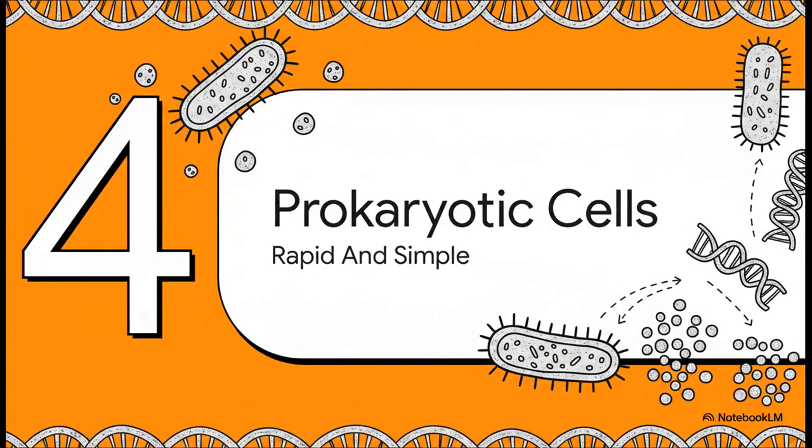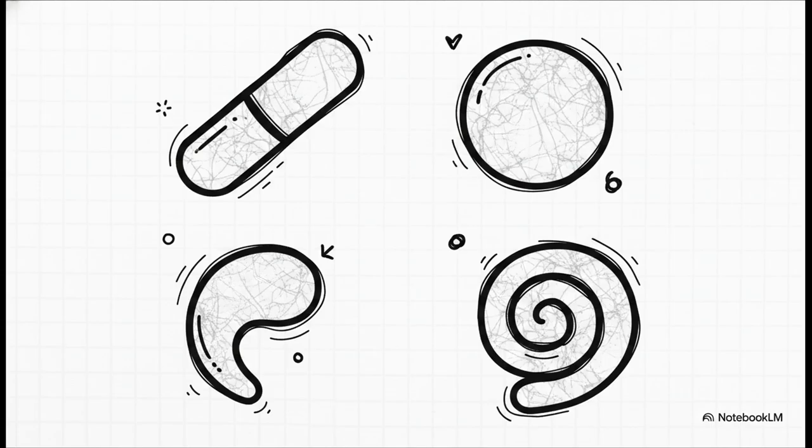Section 4. Prokaryotes, rapid and simple. Okay, let's look at prokaryotic cells, which include bacteria, blue-green algae, and mycoplasma. Now, they completely lack membrane-bound organelles, and they're generally much smaller than our cells. But because of this simplicity, they multiply incredibly rapidly. They usually exhibit 4 basic shapes. You've got the rod-like bacillus, the spherical coccus, the comma-shaped vibrio, and the spiral spirillum. And despite lacking internal walls, they are highly adaptable.